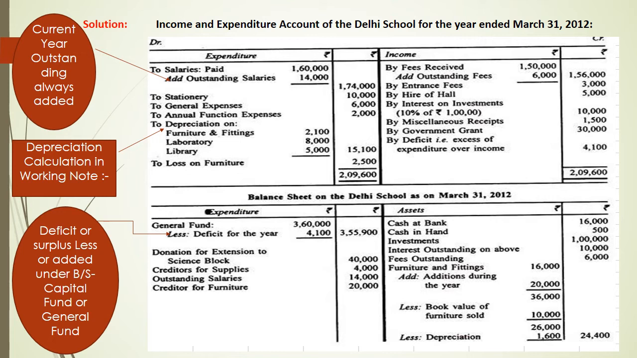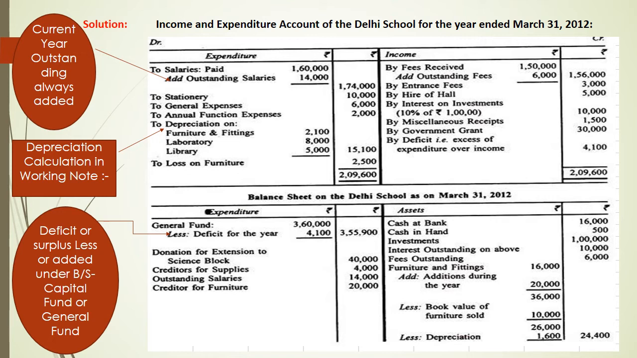After that, the fees outstanding, which will also be a receivable part. Then furniture and fittings: any item added during the year, that should be 20,000 to be added, and minus for the sold-out furniture 10,000. Afterward, whatever amount has come, that should be deducted for the depreciation. After that, the amount arrived at is 24,400.